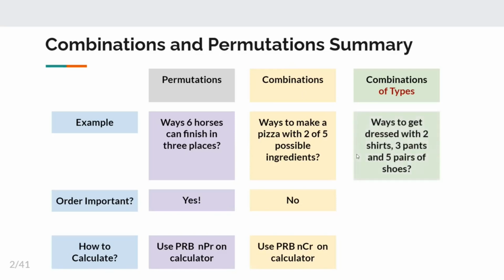Combination of types is a little bit different, and we're going to calculate it without the PRB key. An example would be ways to get dressed with 2 different shirts, 3 different pants, and 5 different pairs of shoes. The order isn't important. We're just selecting one of each of those kinds of items. And the way we're going to calculate that is to just multiply the counts together: 2 times 3 times 5. That's what makes a combination of types problem pretty easy. The calculation is very simple. So it's usually a little bit of a challenge.